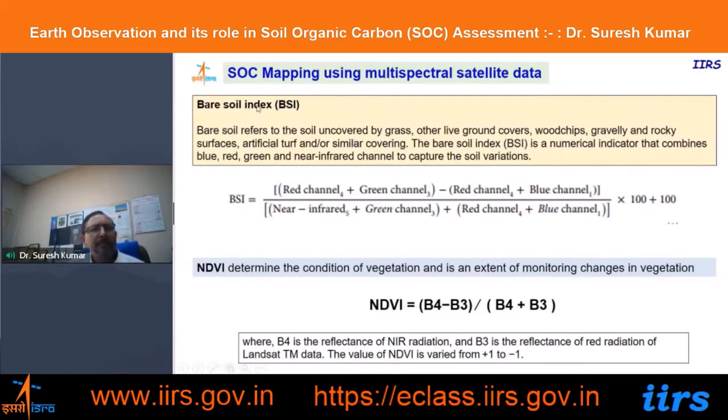The bare soil index has been used for soil carbon mapping. You can generate the bare soil index with the red, green and other spectral bands of satellite data, which you can get from the Sentinel satellites. You can also generate the NDVI, that is, band 4 minus band 3 divided by band 4 plus band 3. So NDVI and BSI have been found very useful in mapping soil organic carbon.